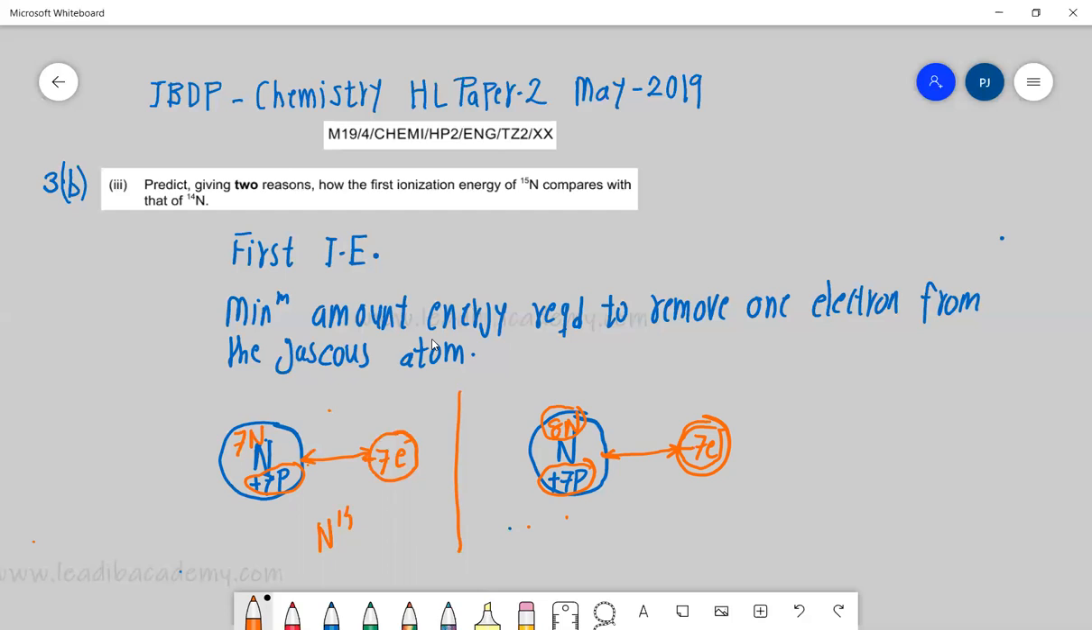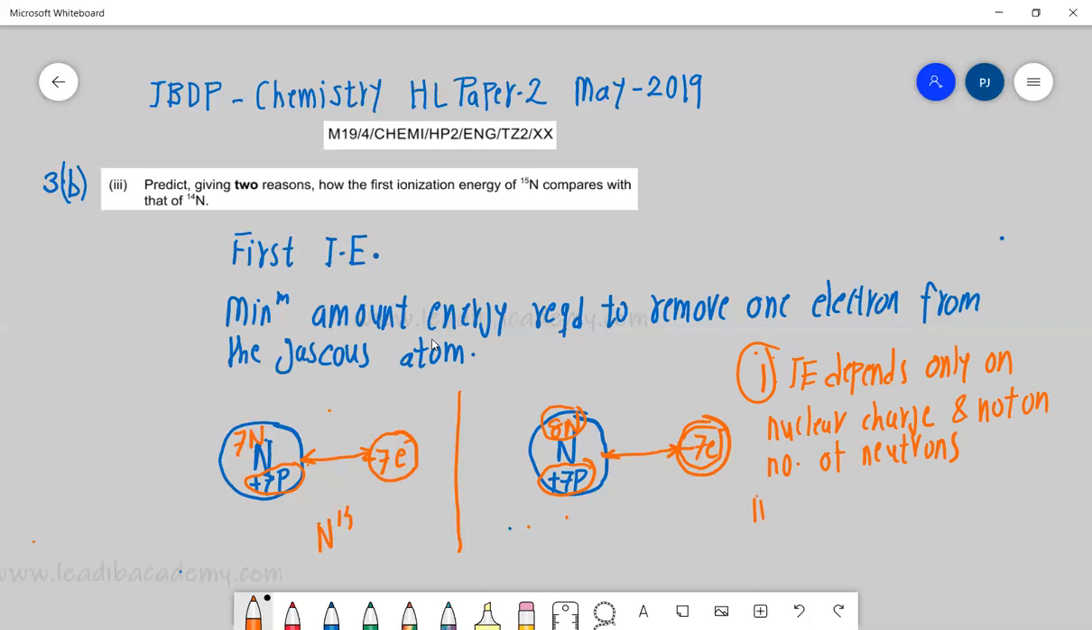So please note the first reason: IE depends only on nuclear charge and not on the number of neutrons.